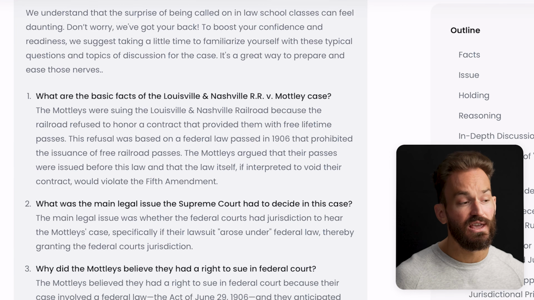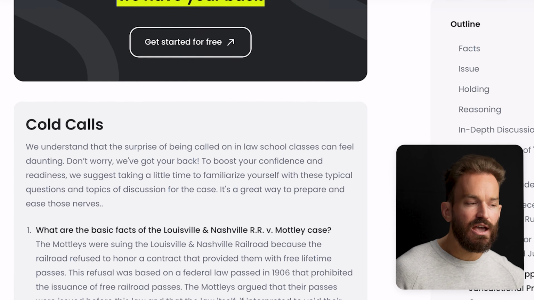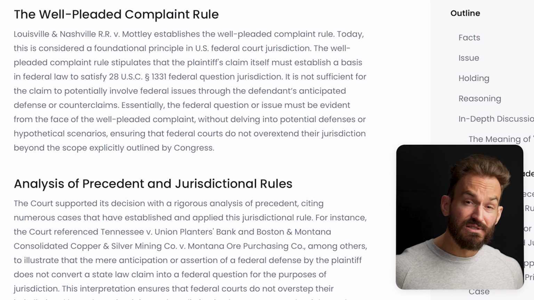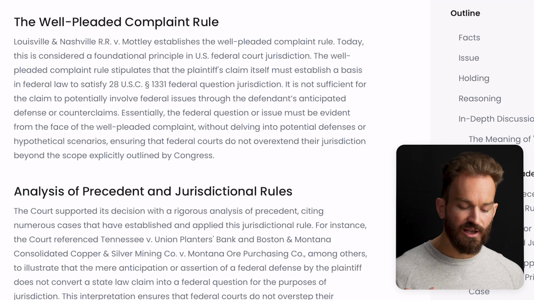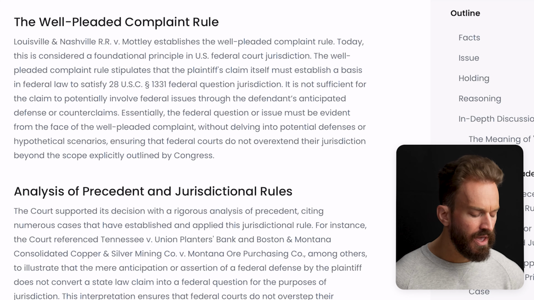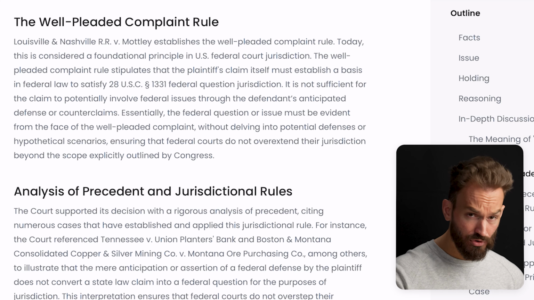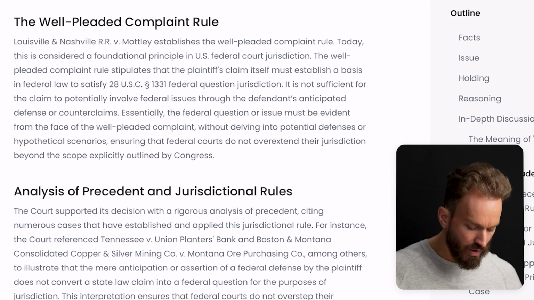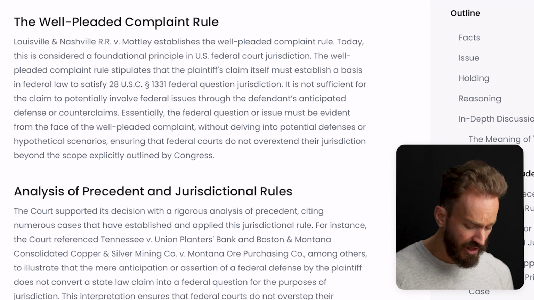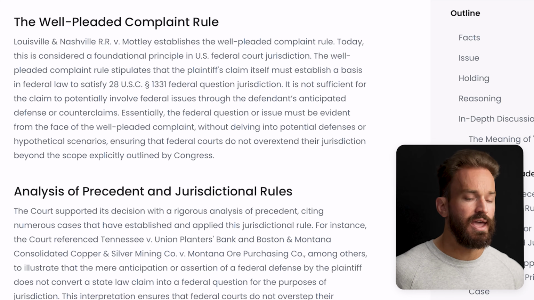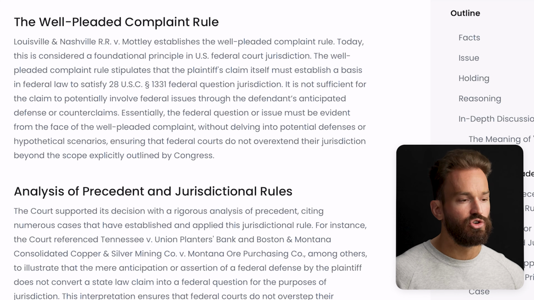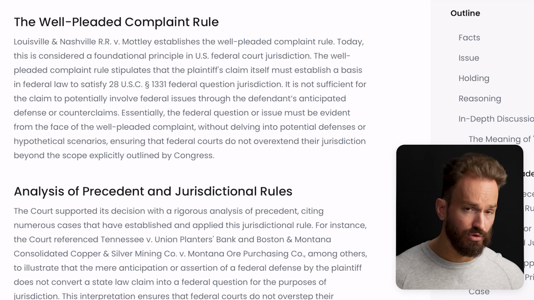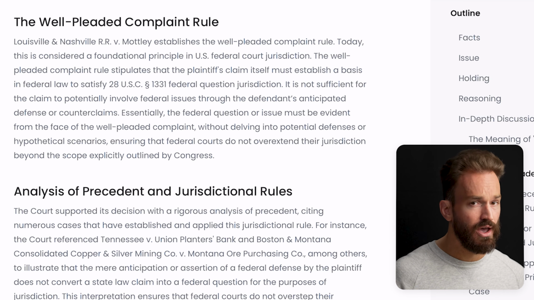There's a lot of great information to get more on this. The main takeaway, though, from Louisville and Nashville Railroad Company is the well-pleaded complaint rule. I tell law students all the time, when you're trying to decide whether a federal court has federal question jurisdiction over a case, you really want to put the blinders on, right? You want to find the four corners of the plaintiff's complaint and just look at the plaintiff's complaint. And you're trying to decide from the plaintiff's complaint, do we have issues of federal law? Do we have a claim that arises under federal law based on the plaintiff's complaint? We don't care what the defendant is doing. It's just not relevant in the analysis.